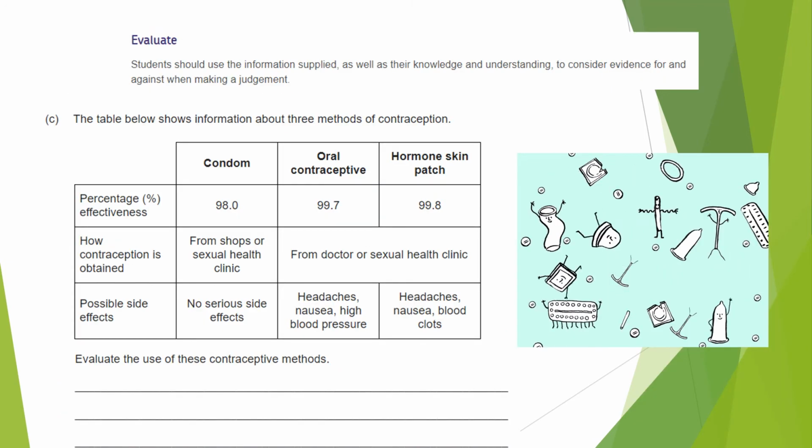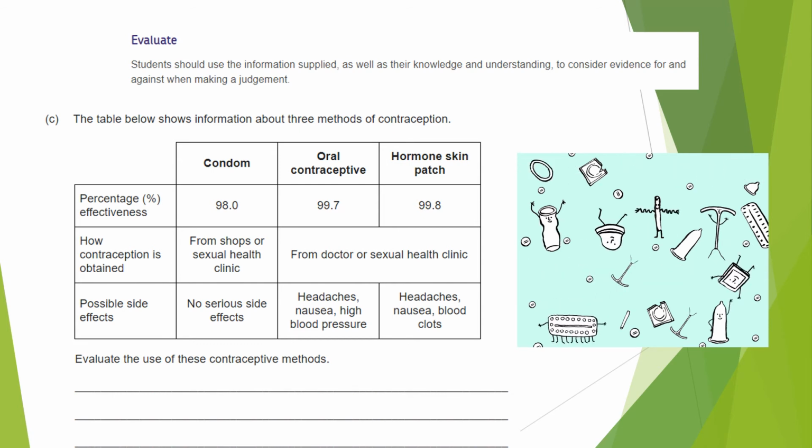The next command word is evaluate, and students often lose marks for this question because they don't actually do what the question's asking you. So evaluate means you should use information supplied to you as well as your own knowledge and understanding to consider evidence for and against and come to a final judgment. So you need to make a judgment on something. And it could be pros and cons, but you're comparing them. Now, let's have a look.